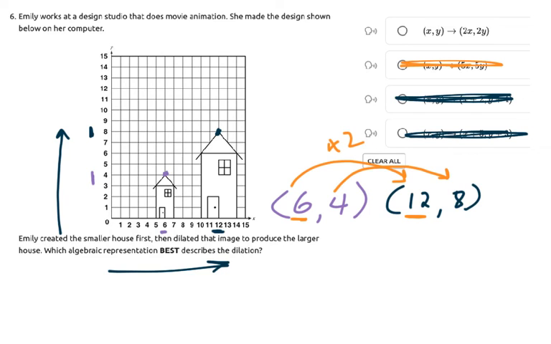So the only answer you go for would be F right over here, the first one. Remember, you're not adding, subtracting, or even dividing on dilations. You're multiplying.